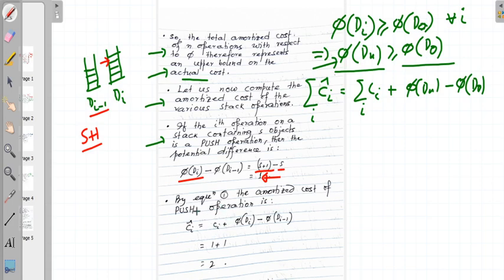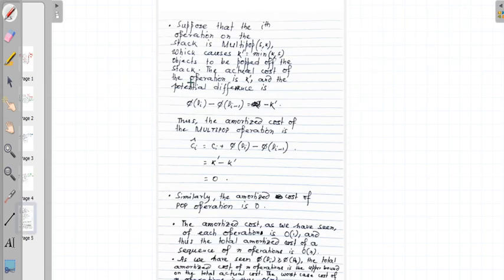So now by equation 1, the amortized cost of this push operation will be the actual cost plus the change in potential. The actual cost is what? I am pushing one element, so that will be 1. And the change in potential will be 1. So that will be 2, right? That will be 2. So this is for the push operation.